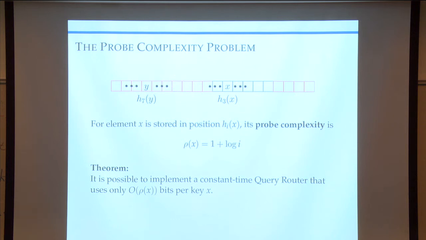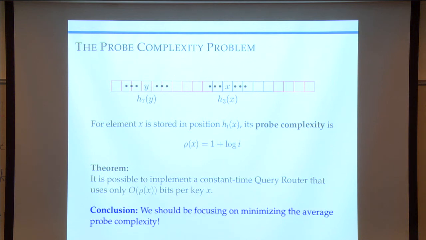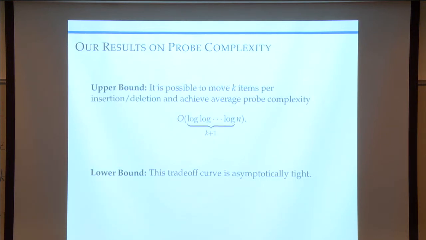And it turns out that it's possible to implement a constant time query router that uses only big O of the probe complexity of x bits per key x. The conclusion is that, from the perspective of an upper bound, we should be minimizing the average probe complexity. This is how we establish the upper bound, by showing that it's possible to minimize this probe complexity. And for the lower bound, we say that this trade-off curve is asymptotically tight.